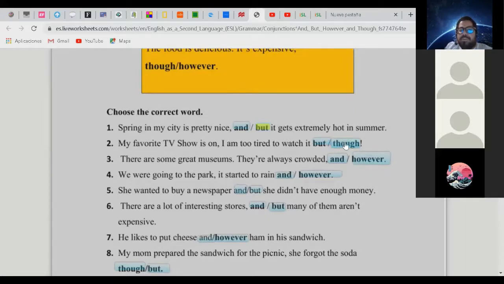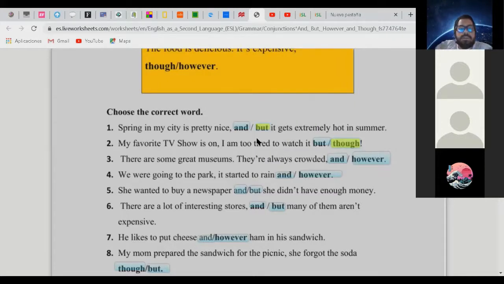So, though, exactly. Because of the order, guys, do you remember that we said that in this case, though goes at the end normally? Yes, so only with the order we get the idea. Pero más allá, guys, quiero que veamos que hay un contraste. Acá sería como, mi programa favorito está empezando, aunque estoy cansado para verlo, right? So look at this, it's making like a contrast of ideas, right?